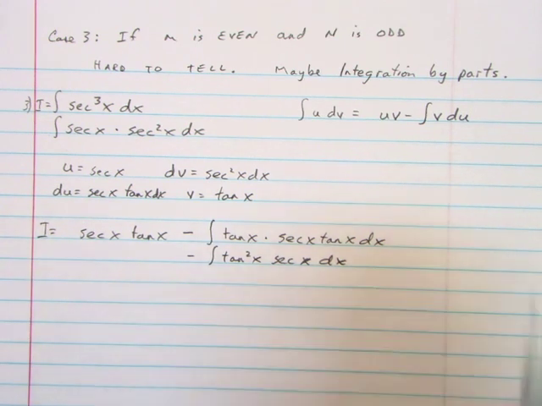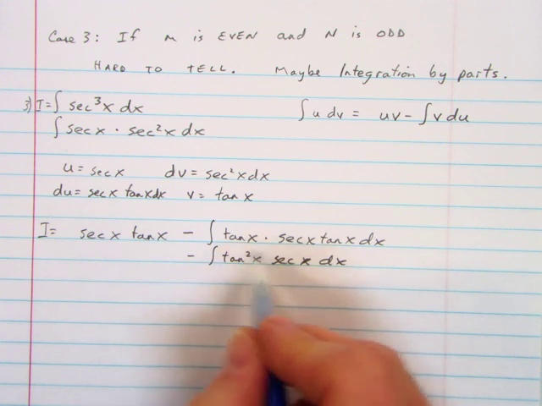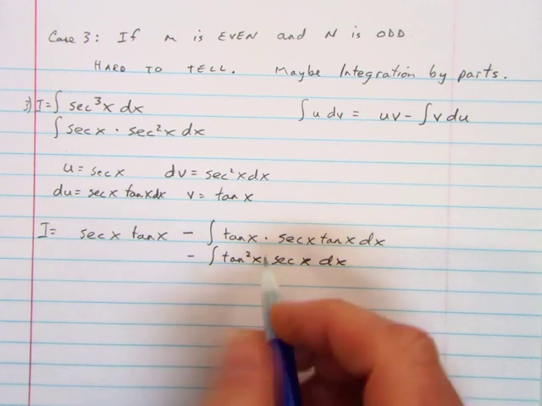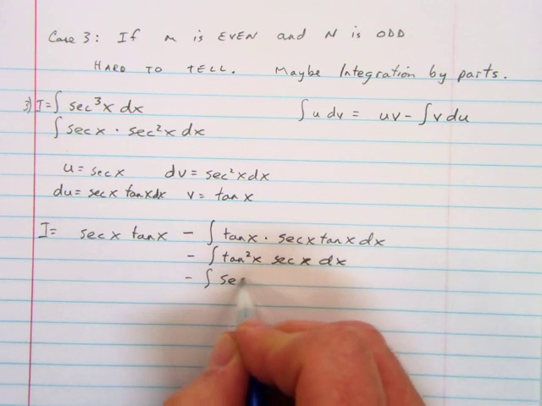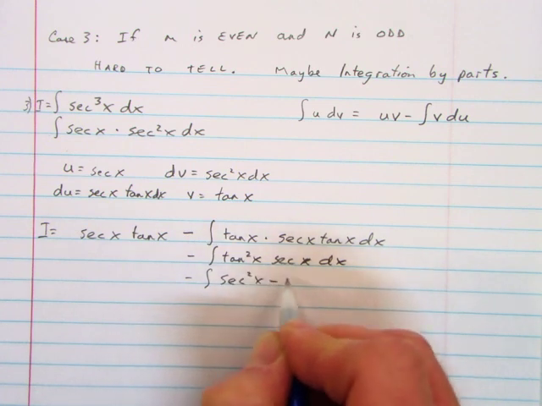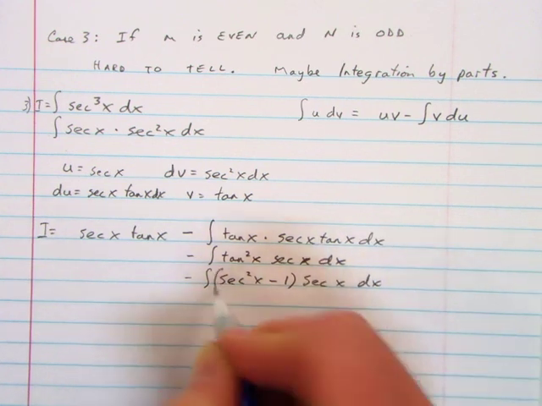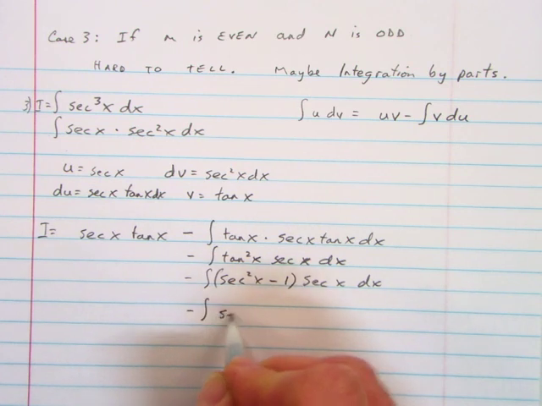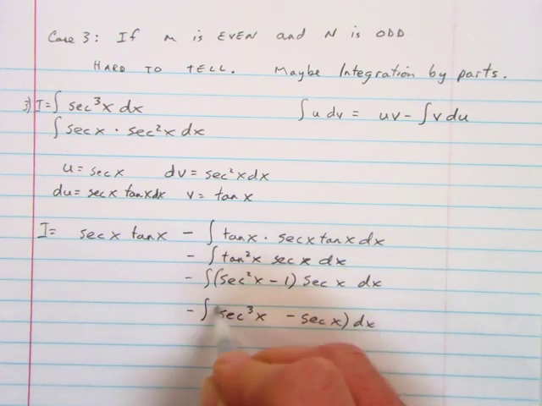What could be done? When I'm looking at this, I see the only thing really here is tan squared. So what is our identity for tan squared? That is secant squared minus 1, times secant x dx. If we multiply that out, we get secant cubed x minus secant x dx.